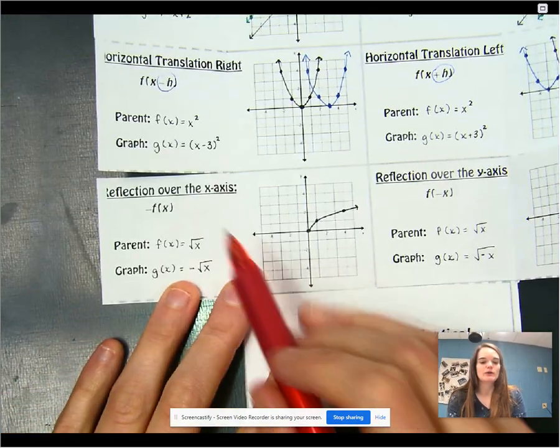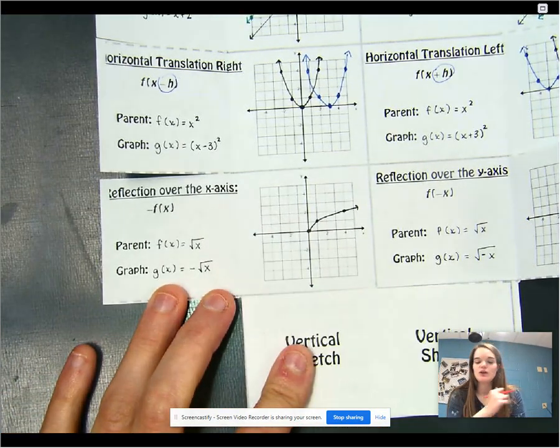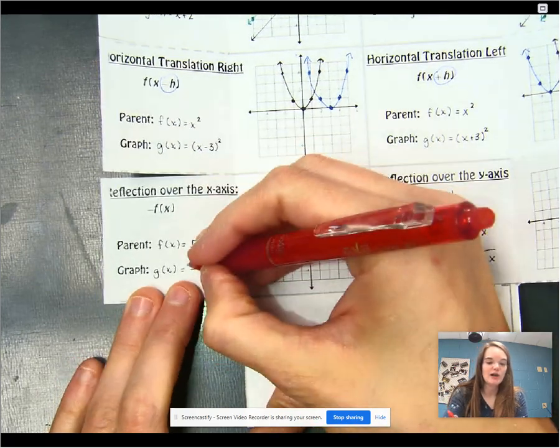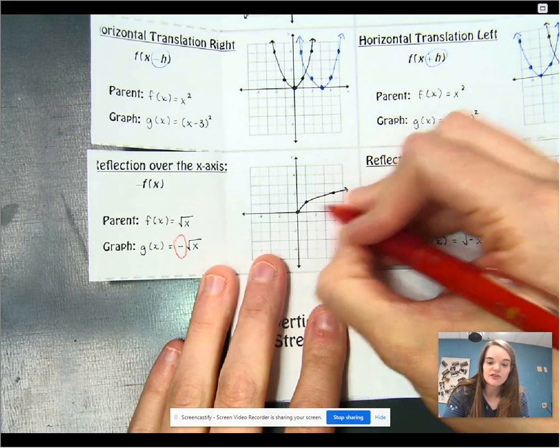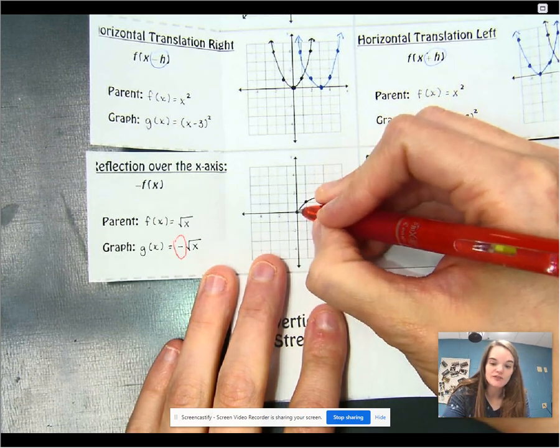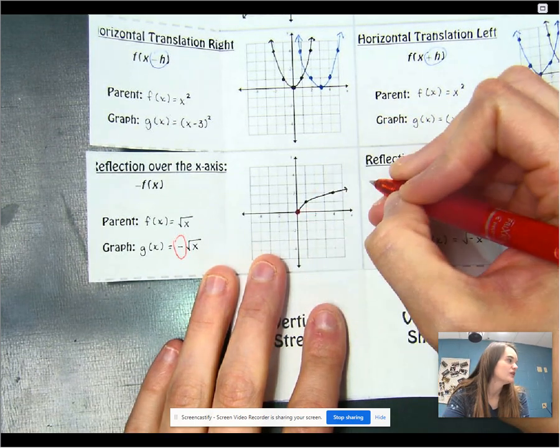And first let's talk about when we reflect over the x-axis. So reflecting over the x-axis means you will have a negative in front. Okay, the x-axis is here. We're going to reflect. Now this is sitting on the x-axis, so that point's going to stay.